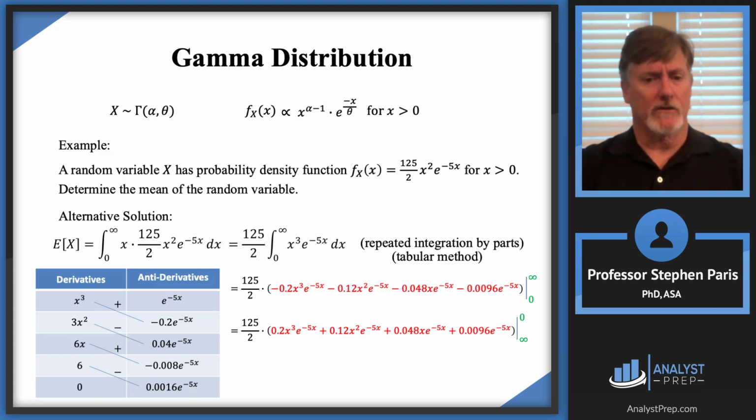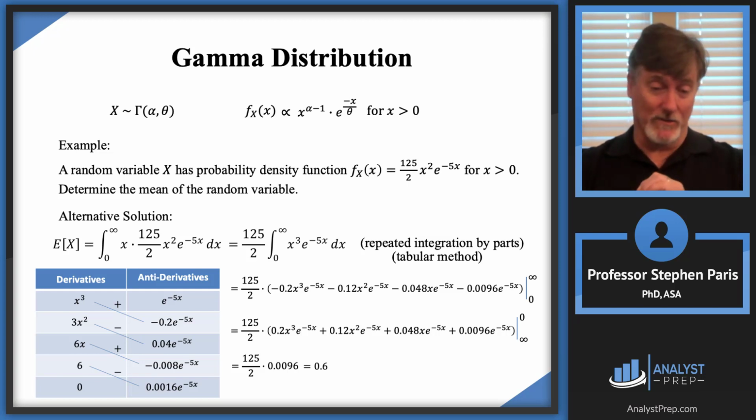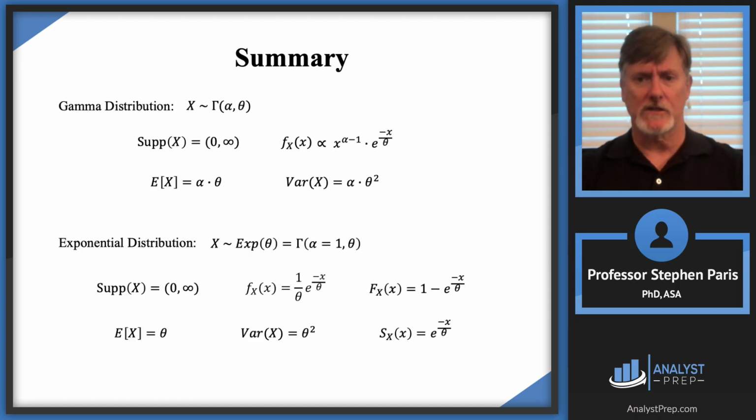And so the result here is that when you evaluate this, you get 125 over 2 times 0.0096, and that product is, lo and behold, 0.6. Same thing that I got before. And the way I got it before was, again, looking at the density function and recognizing that it was proportional to x to the alpha minus 1 times e to the minus x over theta, and that's a gamma distribution.